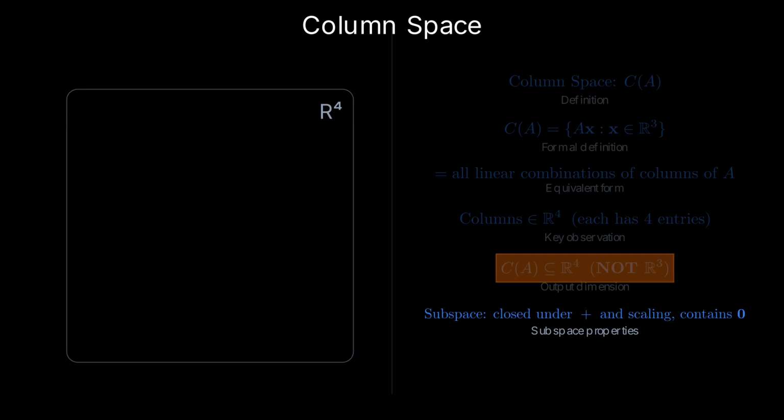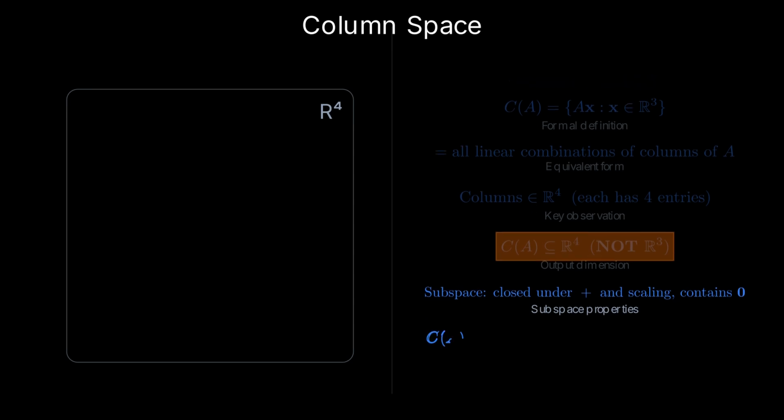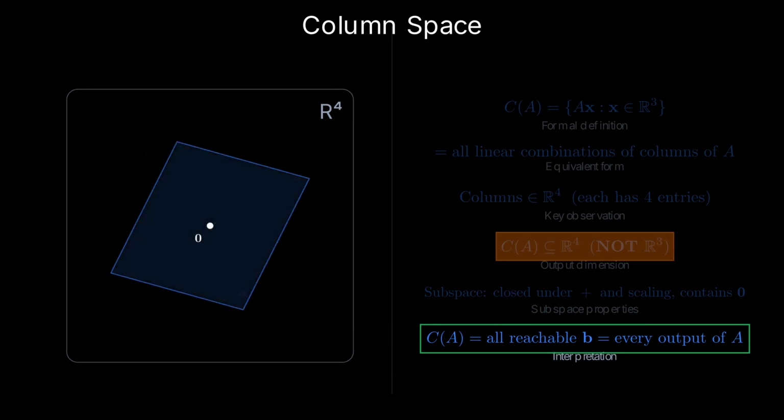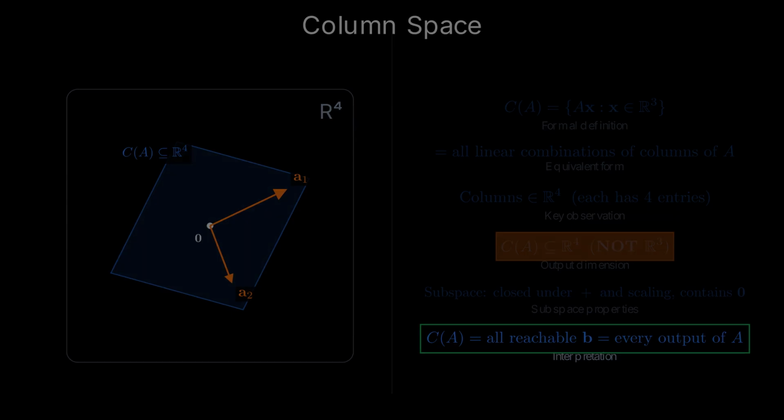A subspace is a set that is closed under addition and scaling and that contains the zero vector. You can think of C(A) as every possible output of the matrix, the entire collection of all reachable b vectors. Geometrically, picture this as a plane passing through the origin inside R4 with the column vectors lying on that plane. Let's test some specific b vectors to see if they're in the column space.